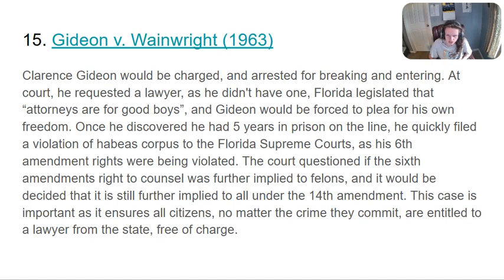Once he discovered that he had 5 years in prison on the line, he quickly filed a violation of habeas corpus to the Florida Supreme Courts, as his Sixth Amendment rights were being violated. The court questioned if the Sixth Amendment right to counsel was further implied to felons, and it would be decided that it was still further implied to all under the 14th Amendment. This case is important as it ensures all citizens, no matter the crime they commit, are entitled to a lawyer from the state free of charge.